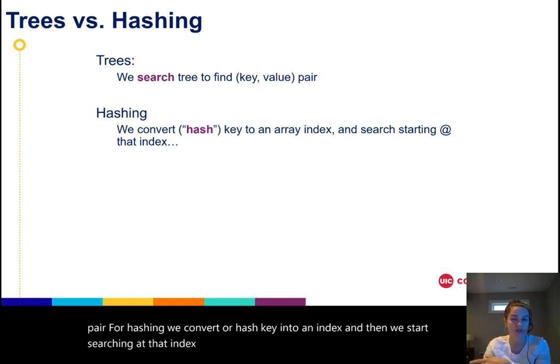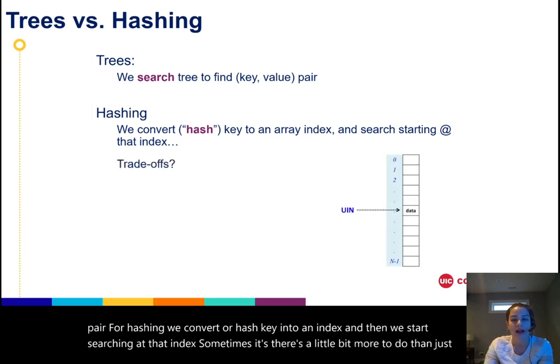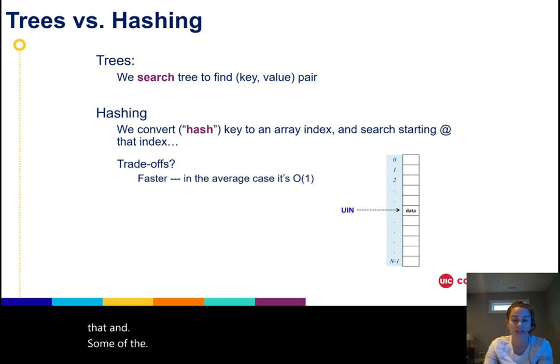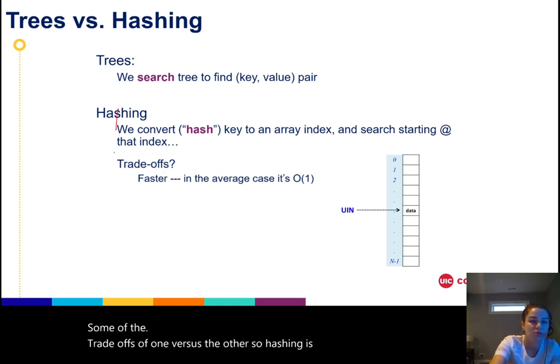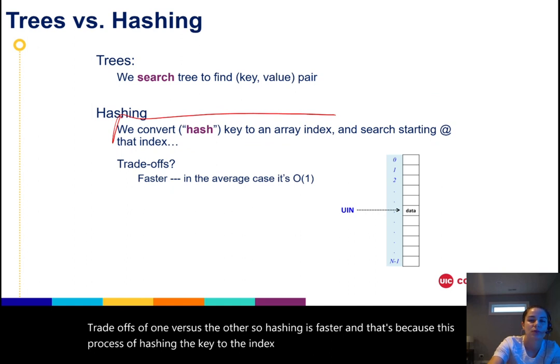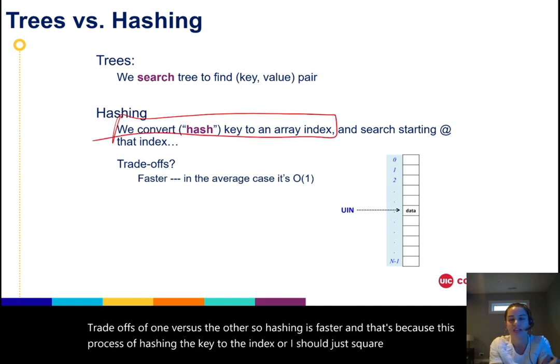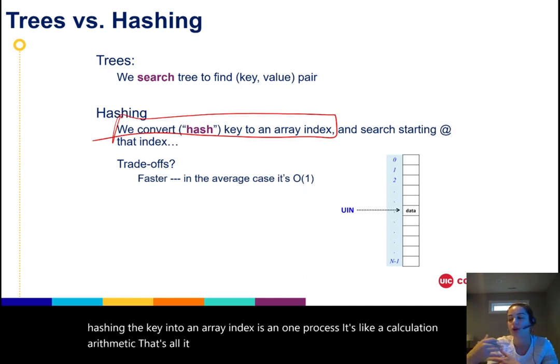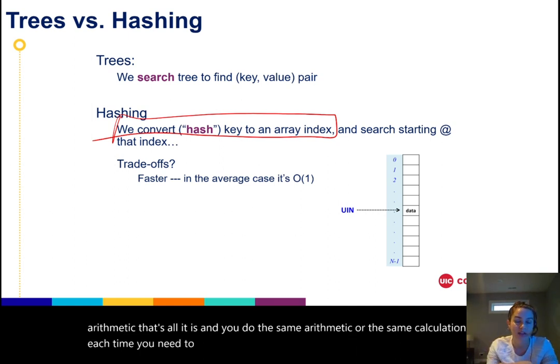Sometimes there's a little bit more to do than just that, and there are some trade-offs of one versus the other. Hashing is faster, and that's because this process of hashing the key into an array index is an O(1) process. It's like a calculation, arithmetic, that's all it is. And you do the same calculation each time you need to hash, so it's not like a bigger calculation if the array is bigger or the number is bigger, right?